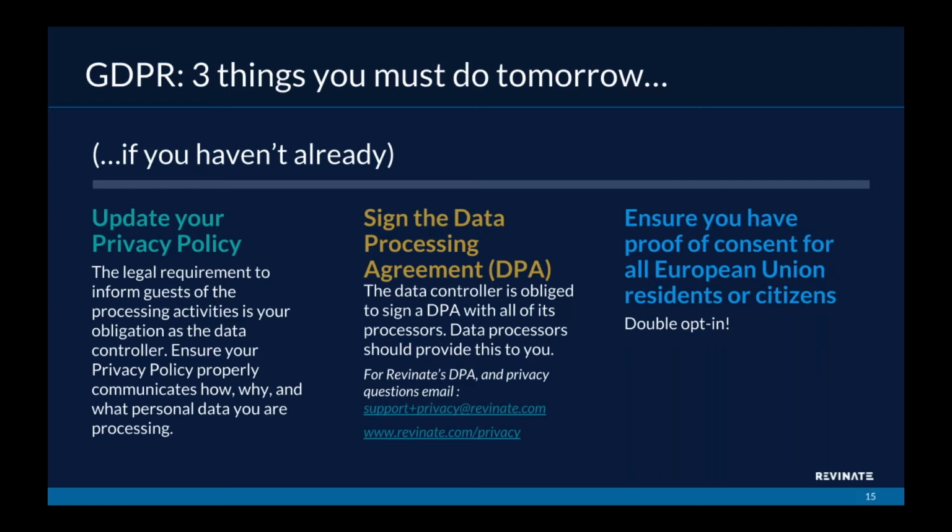Also, we have some contact information here. If you have any questions, make sure you reach out to support+privacy@revinate.com. We also have a landing page at revinate.com/privacy, with a lot of information, so make sure you access that if you have any questions. And the last thing you want to do is ensure you have proof of consent for all European Union residents or citizens. To go about that, we have the double opt-in feature, which we will cover in our next section.